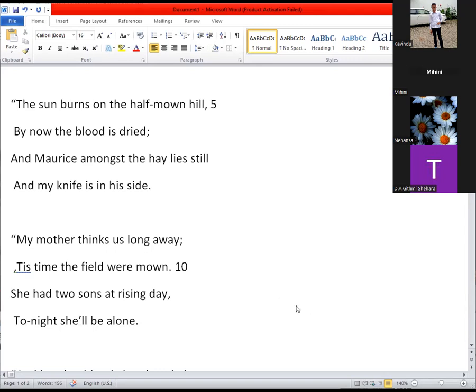Okay. Now we'll discuss this poem elaborately, with some detail, with some comment, in our next session.